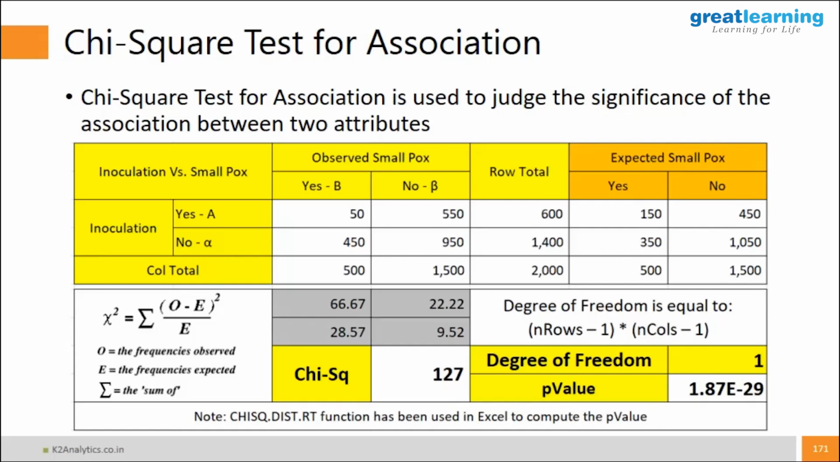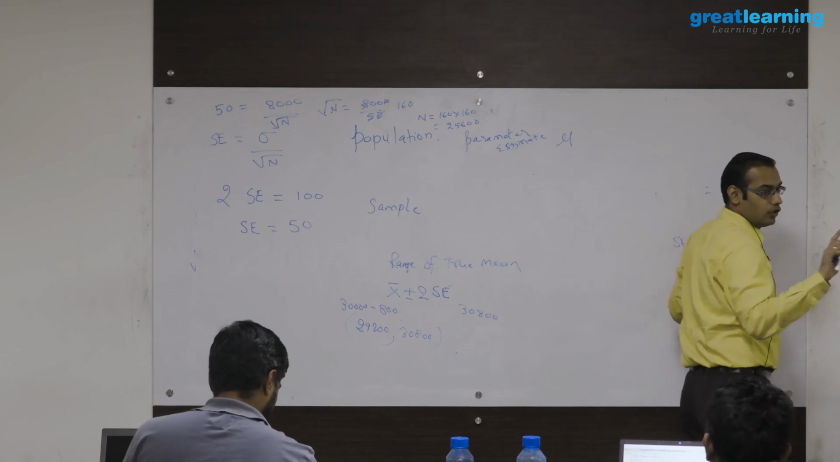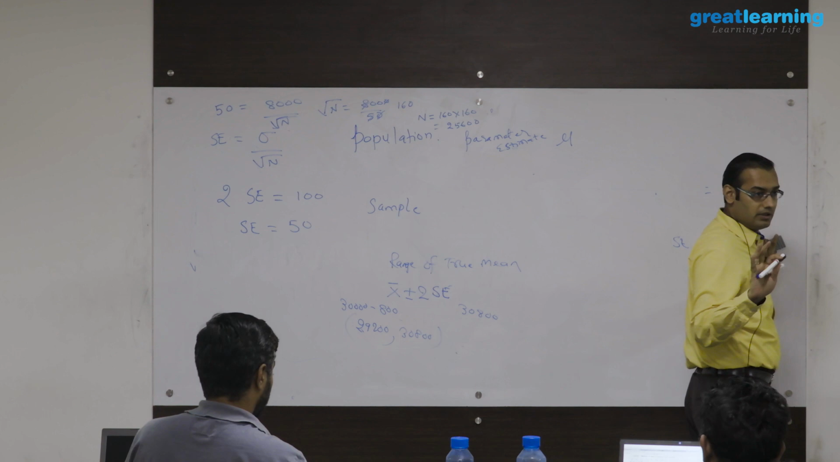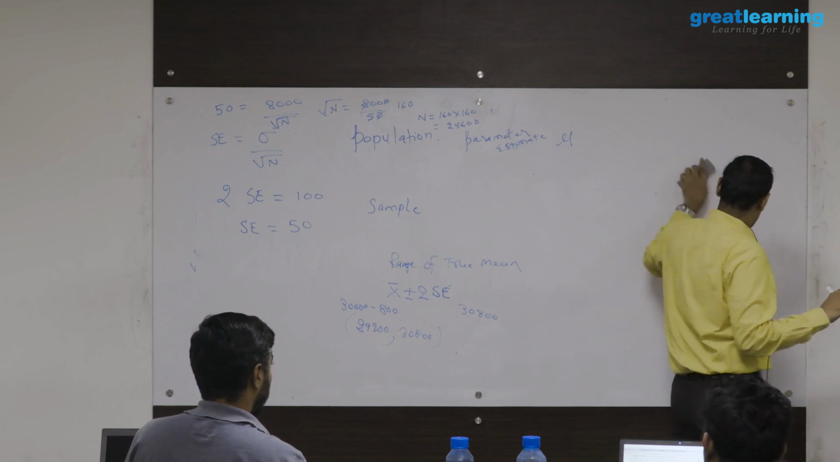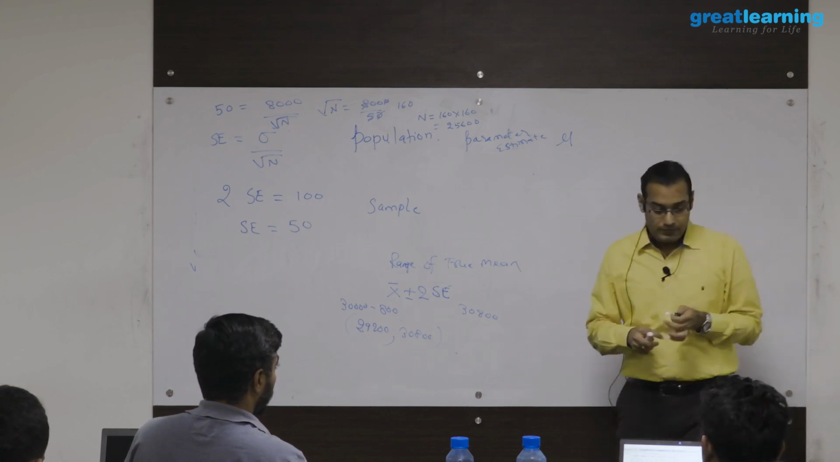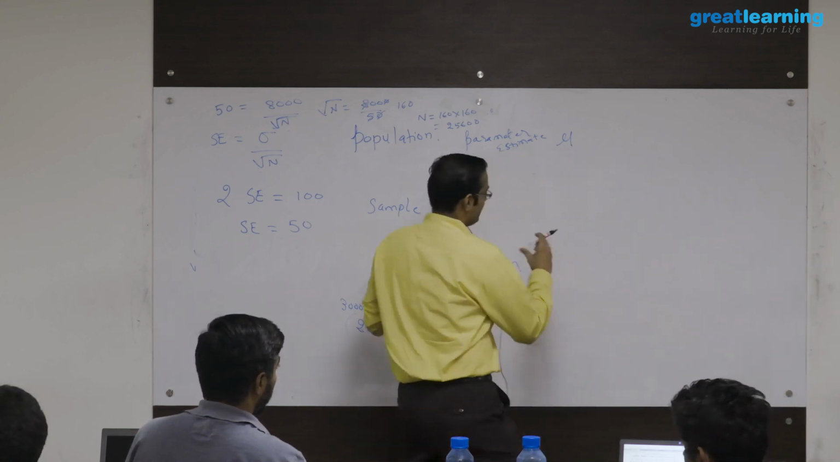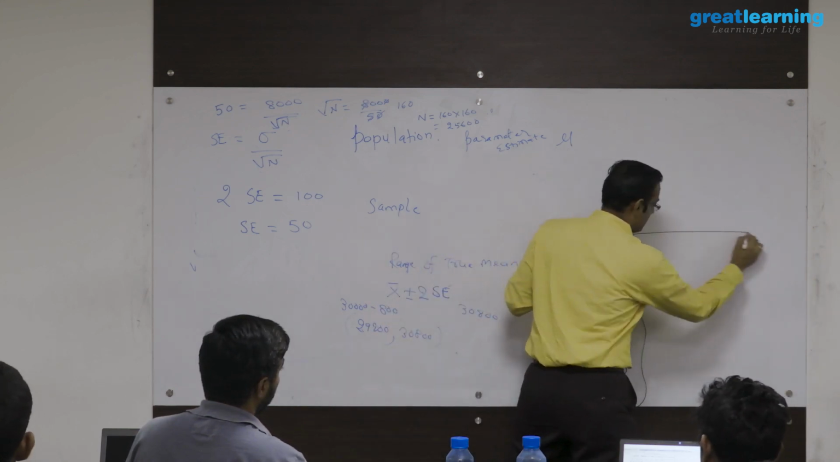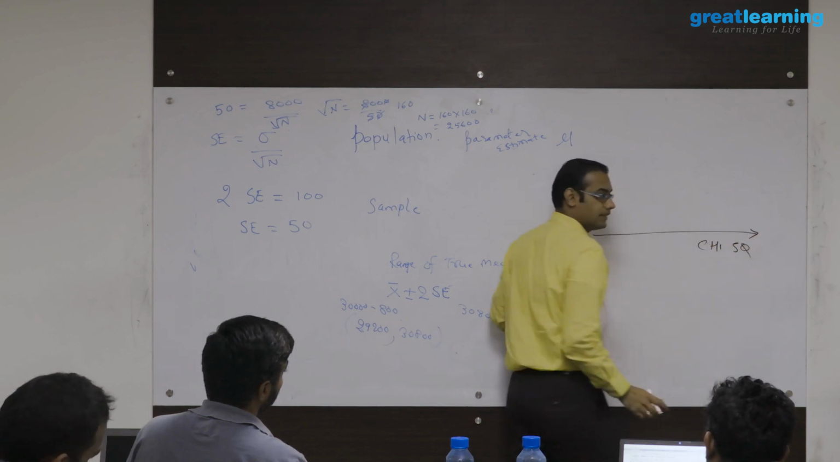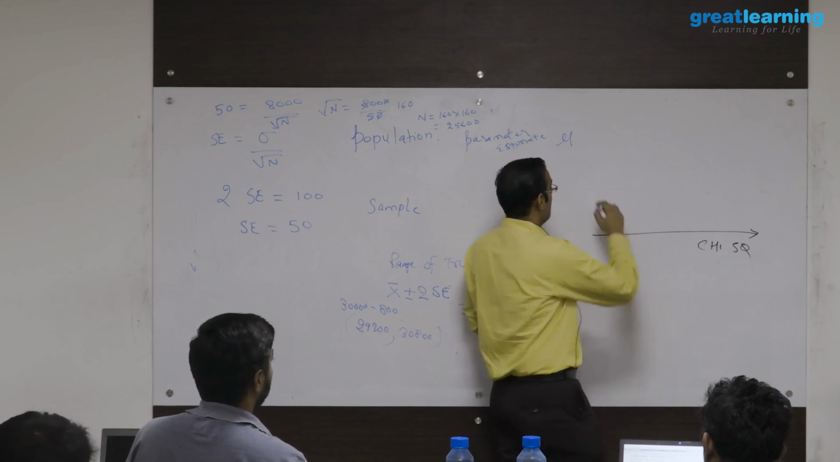It's not because of square. Chi-square is not a normal distribution, first point. Okay? Chi-square is not a normal distribution. It's a non-parametric test. Right? Now, on the x-axis, you have the chi-square value.